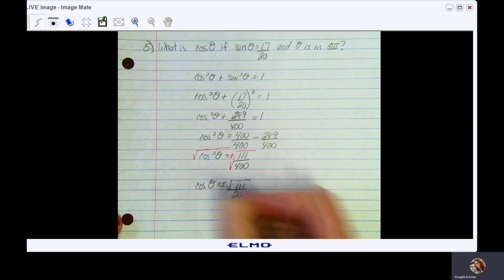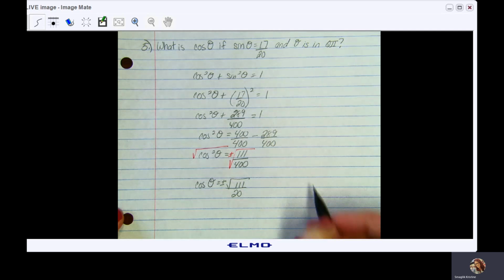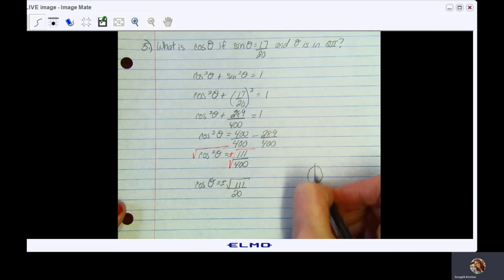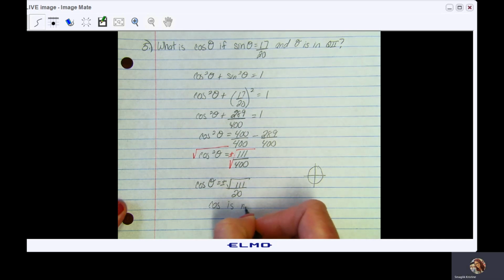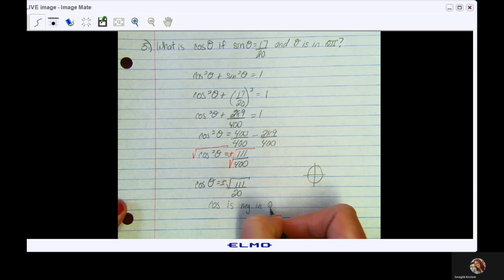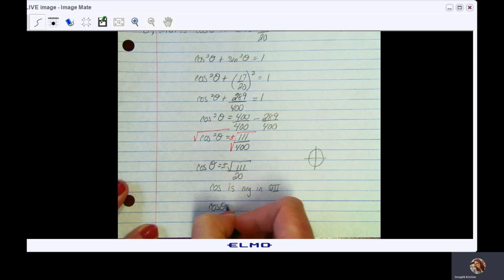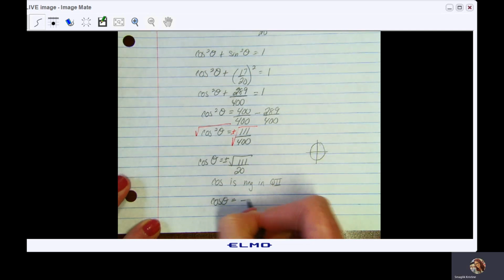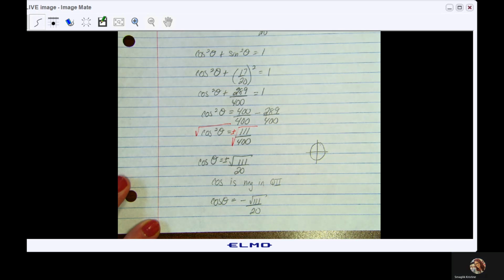Now, let's not forget, we don't know if it's plus or minus. We're told theta is in quadrant 2. So if I'm over here in quadrant 2, notice your cosine values here are negative. So cosine is negative. So therefore, cosine of theta equals negative square root 111 over 20.